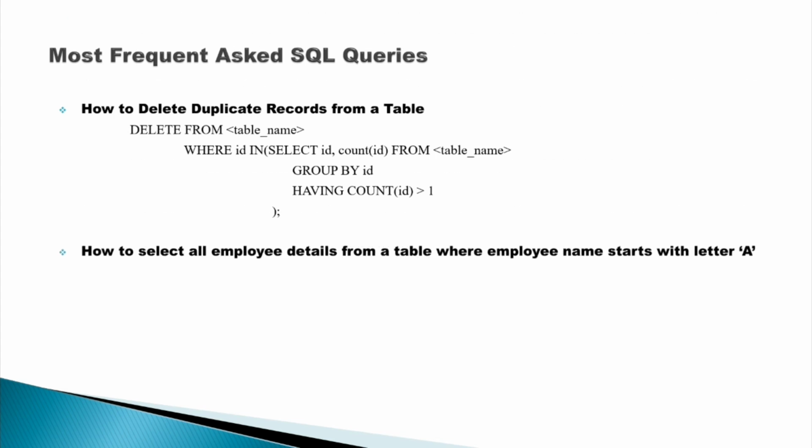Next one is how to select all employee details from a table where the employee name starts with the letter A. This is the syntax: we are selecting all employee details where employee name is like, in single quotes, you pass the letter A, after that you pass the percentage sign and close the single quote. This will return all the employees whose names start with the letter A.